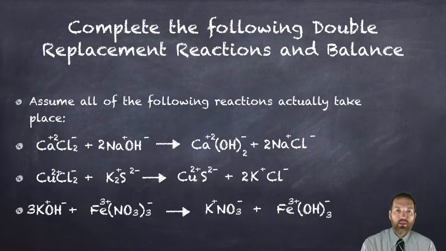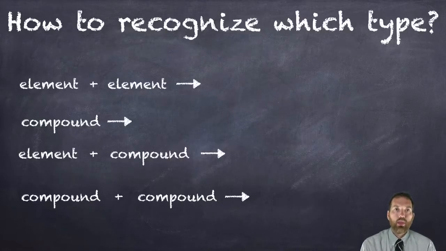Okay, this isn't balanced, so I'll do that by putting the 3 here. 3 OHs on the left. Now balance out my 3 OHs on the right. I have 3 Ks on the left and only 1 K on the right, so I'll put a 3 there, which will fix the NO3s as well. I now have 3 NO3s, and then over here I have 3 NO3s. 1 iron, 1 iron, we're good.